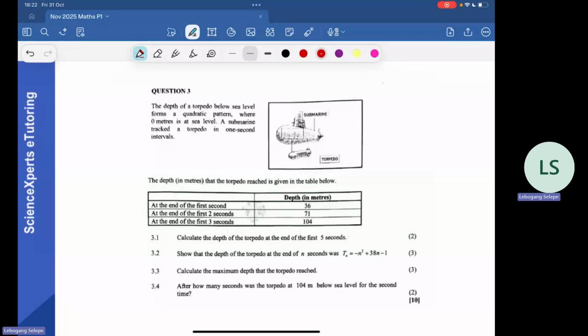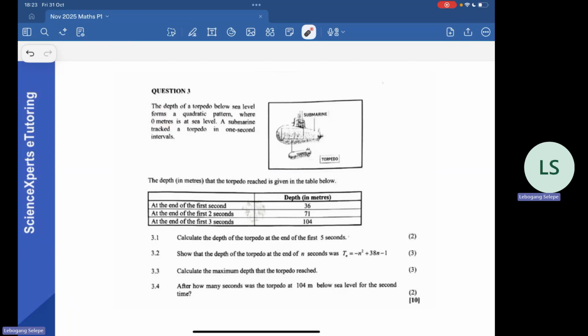Let's take a look at question 3 from November 2025 Maths Paper 1. They say that the depth of a torpedo below sea level forms a quadratic pattern, right? So how the depth changes is represented as a quadratic pattern, where 0 meters is at sea level.